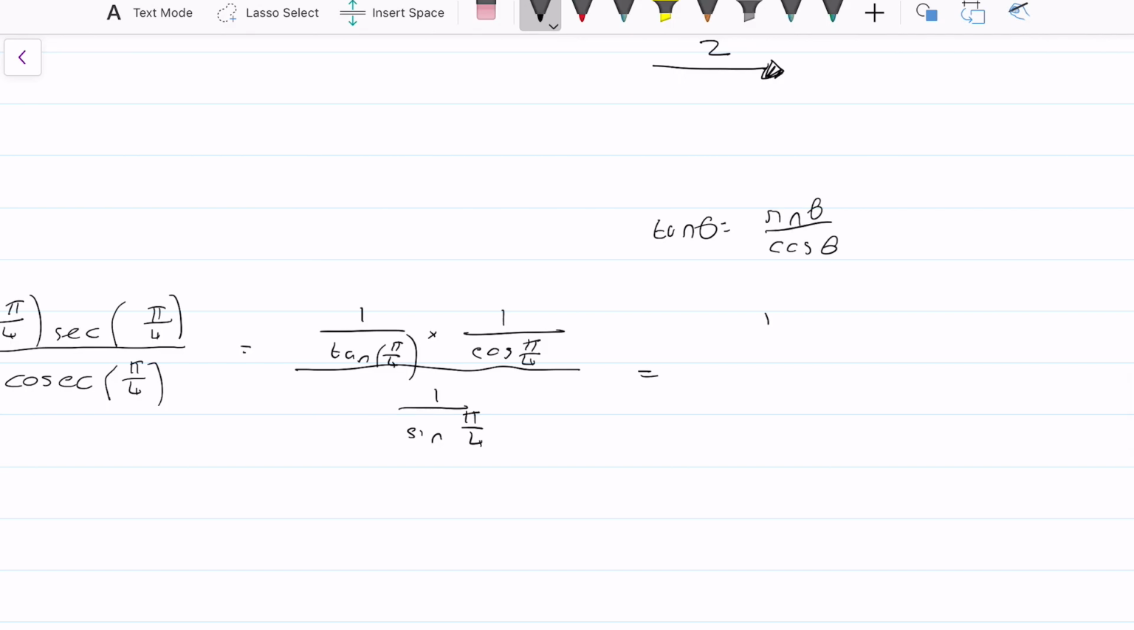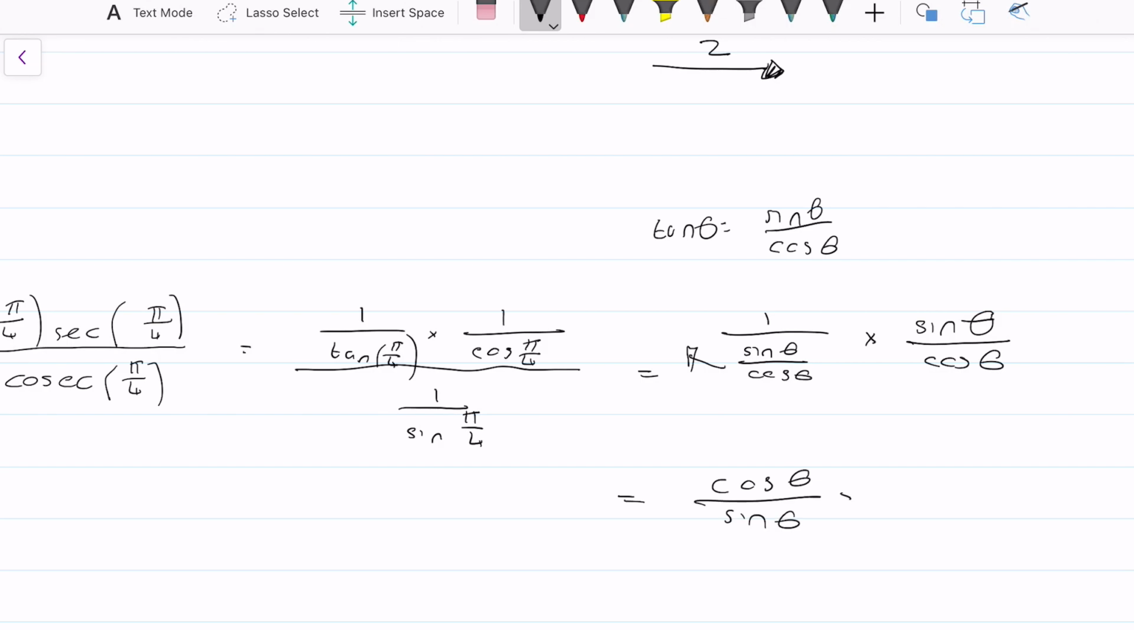So I'm going to write that as 1 over sine theta over cos theta times, the sine theta comes to the top. So I've replaced pi over 4 with theta because all of them are pi over 4, and then I'll replace it back over cos theta. Okay, I'm going to change the order of this fraction, so we get cos theta over sine theta times sine theta over cos theta. And what we end up with are things cancelling. The only reason we can cancel them is because these angles are the same.